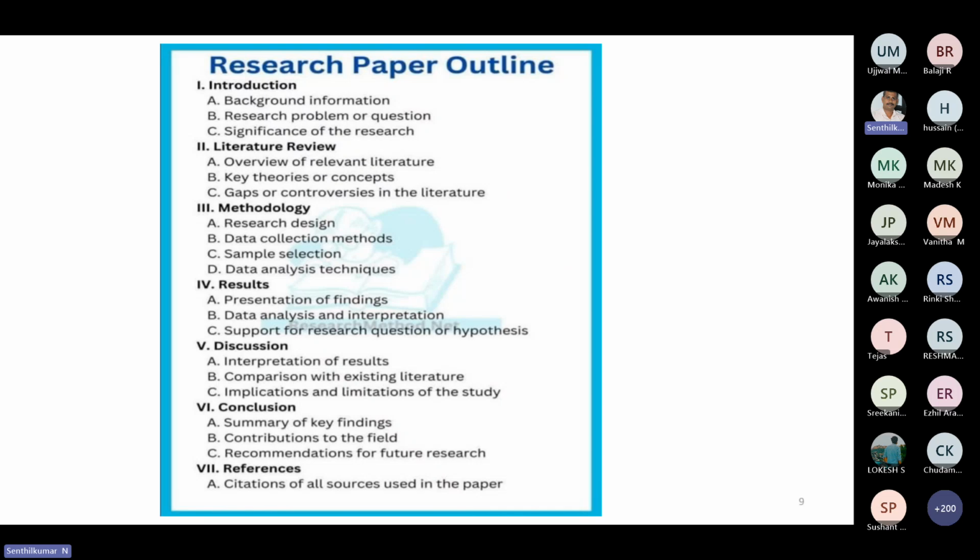Once you have done that, then you can come to the methodology. In the methodology, as I informed you, what is the data set that you have taken? What is the size of the data set? What is the algorithm you have taken? And how has this algorithm been enhanced, modified, fine-tuned or slightly updated? You cannot take the same algorithm.